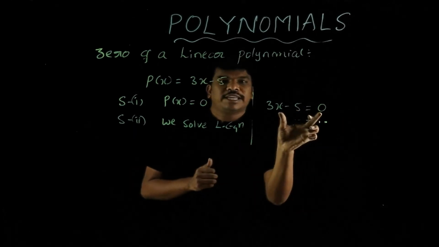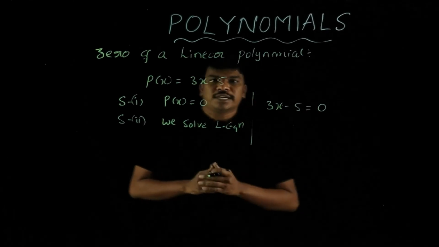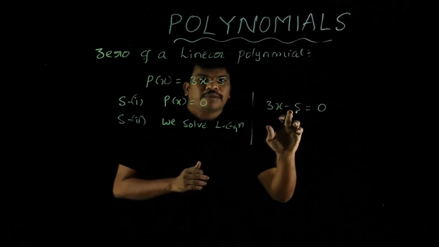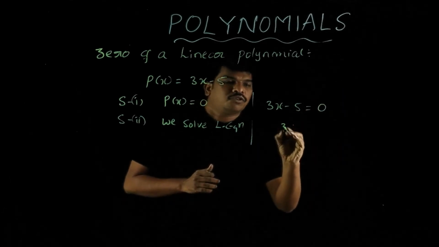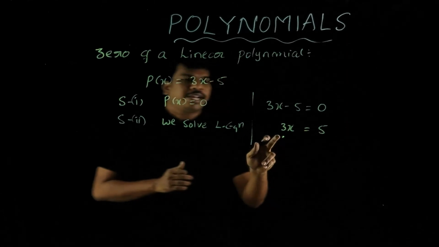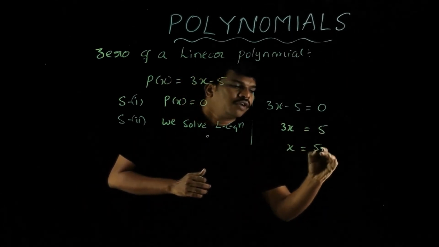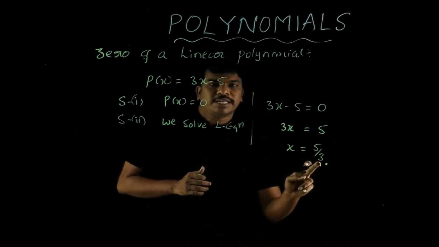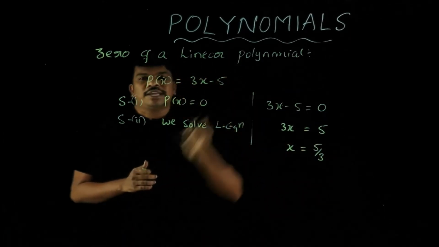Now we got a linear equation in one variable. That means a simple equation. Now we will solve by using transposition. Here minus 5 on the left hand side, we will send it to the right hand side. Therefore 3x is equal to 5. Now 3 is multiplying on the left hand side. I am sending it to the right hand side. Therefore x is equal to 5 by 3. Here 5 by 3 is called the 0 of the linear polynomial 3x minus 5.